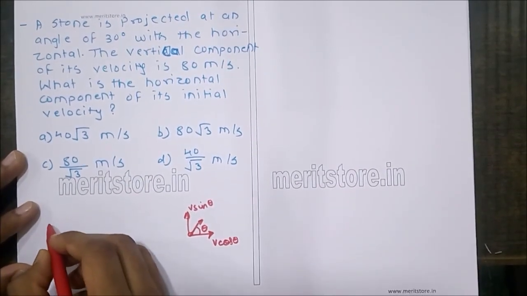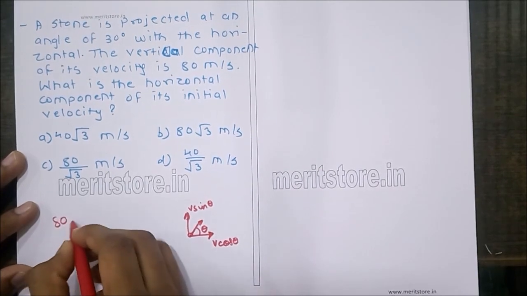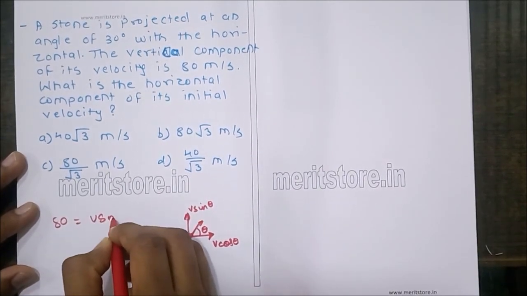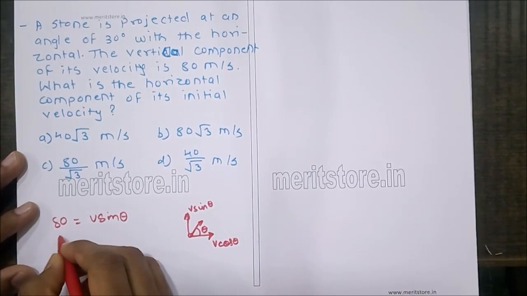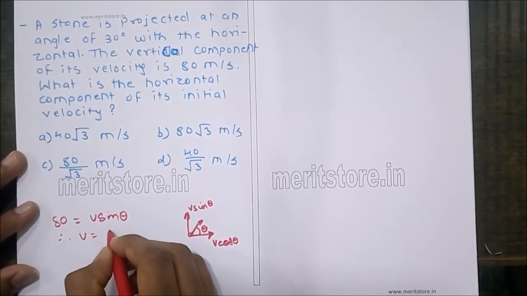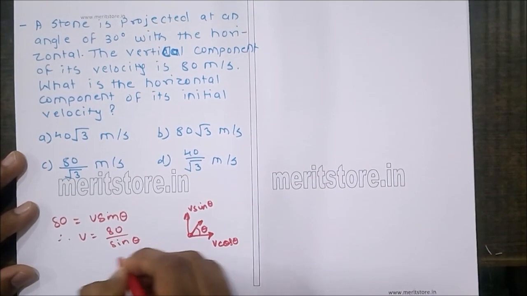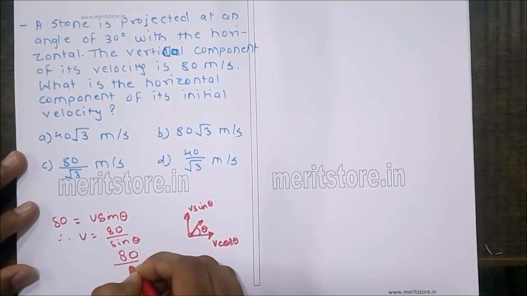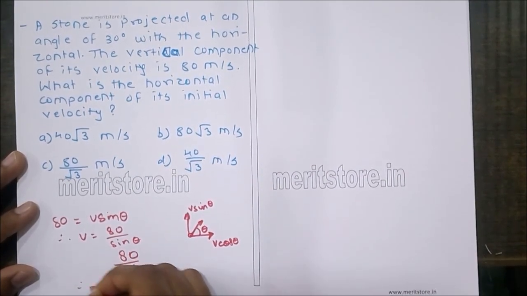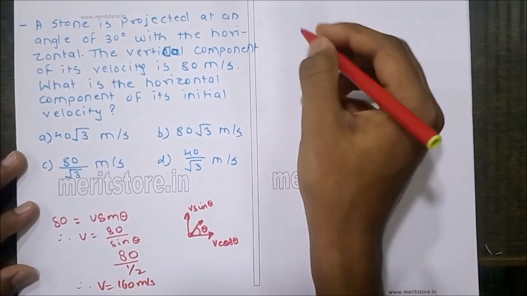So the vertical component of velocity is given as 80, which is equal to v sin theta. Therefore v is equal to 80 divided by sin theta, that is sin 30. So 80 upon sin 30 is 80 divided by half. Therefore v is equal to 160 meters per second.